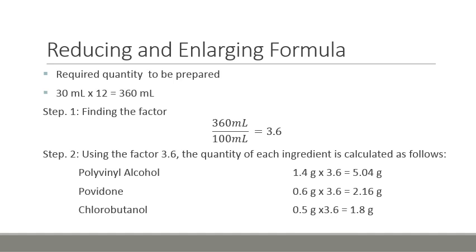Chlorobutanol, which was required as a standard in the quantity of 0.5 gram, but if you multiply it by the factor of 3.6, now its desired quantity is 1.8 gram, and the total sterile sodium chloride solution will be 360 ml.